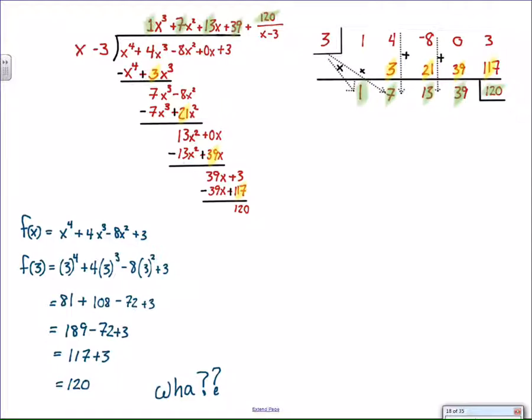Now I'd like to discuss briefly another discovery, and that is when I evaluate f of 3, the function that is the dividend, that would be the numerator, if I evaluate the numerator at 3, doing the old-fashioned substitute and evaluate, I get 120. So the question is, what's going on there? And that introduces the concept known as the remainder theorem.